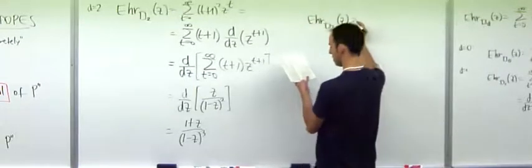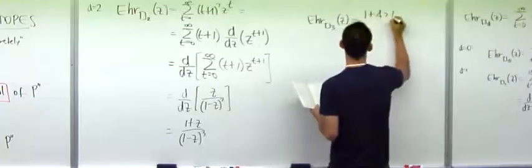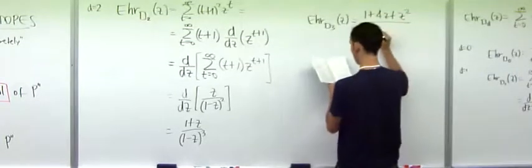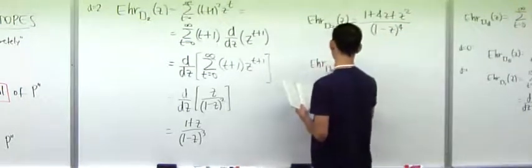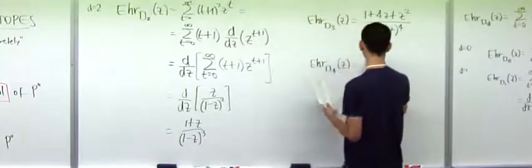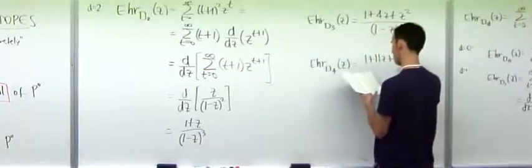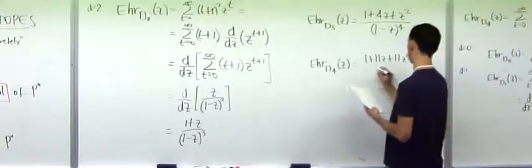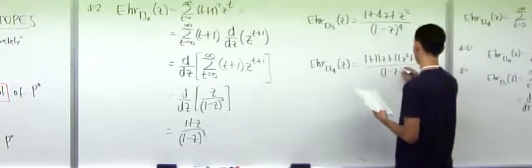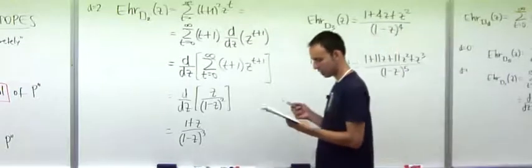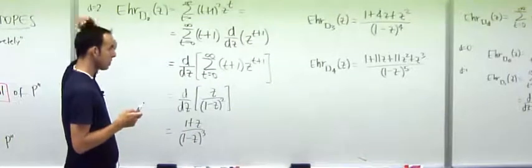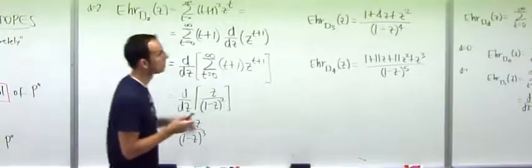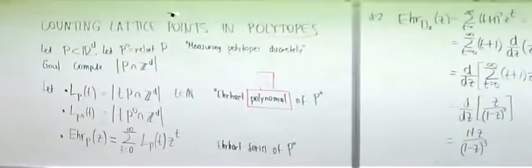The next one is 1 plus 4z plus z squared over 1 minus z to the fourth. And the next one is 1 plus 11z plus 11z squared plus z cubed over 1 minus z to the fifth. Okay? And I could compute more if I wanted to. But I think you'll agree that these are nice answers. I mean, you certainly see some patterns emerging, right?